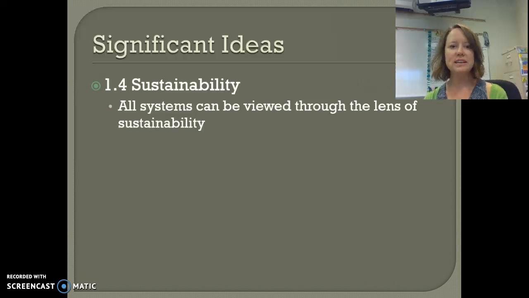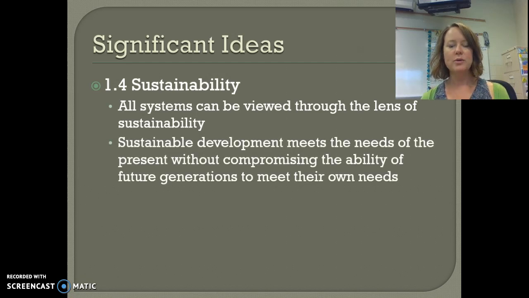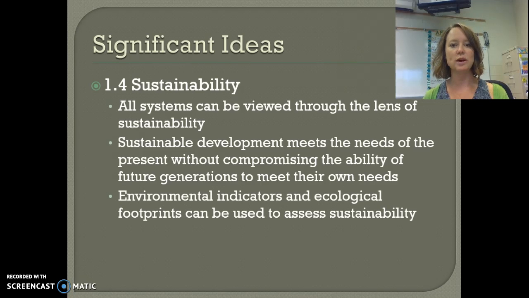Okay, we are still in topic 1, and 1.4 concentrates on sustainability. One of the things that we're going to talk about throughout the year with our systems is how we can maintain these systems to ensure that they are available for future generations. We'll also talk about sustainable development, which is meeting our present needs without compromising the ability of future generations to meet their needs as well.